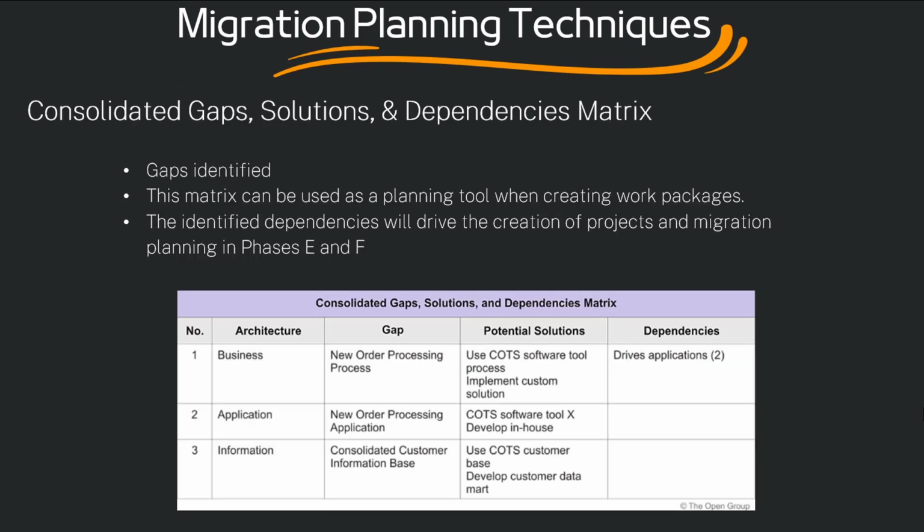Next up is called consolidated gaps, solutions, and dependencies. Now we saw the gaps were identified during the BDAT phases, when you are doing the baseline and target architectures and identifying the gaps. This matrix, this list, is basically a way for you to identify what's going to be included in different work packages, and the work packages are the ones that are identified during the migration plan.